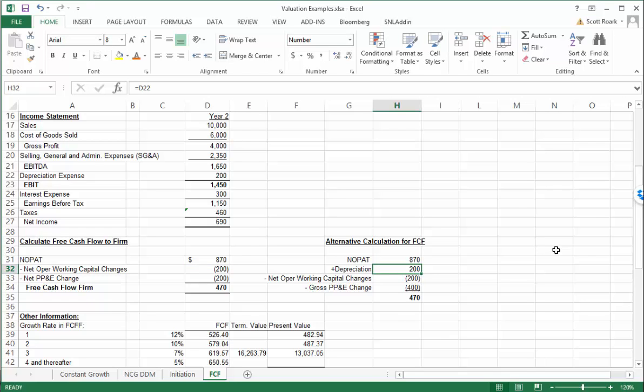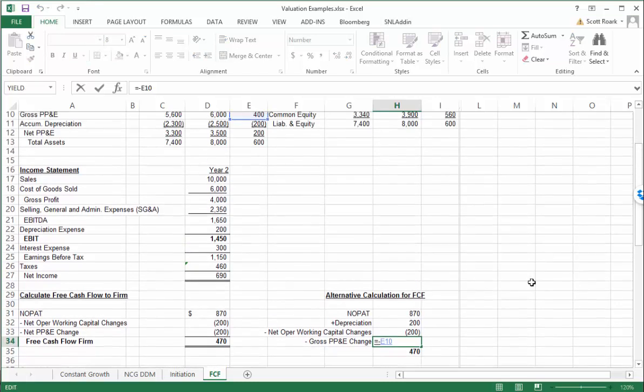Now we're going to add in depreciation. And so the depreciation is given in our simple income statement. And the reason I'm adding it is because it is a non-cash expense. So it's been taken out prior to EBIT. So I want to add it back in because it represents cash that's available to the firm. And now I'm going to take away the net operating working capital as we did before. And finally, the last change would be to take away the gross property, plant, and equipment change. So instead of the net one that I did a minute ago, I'm going to use the gross change.